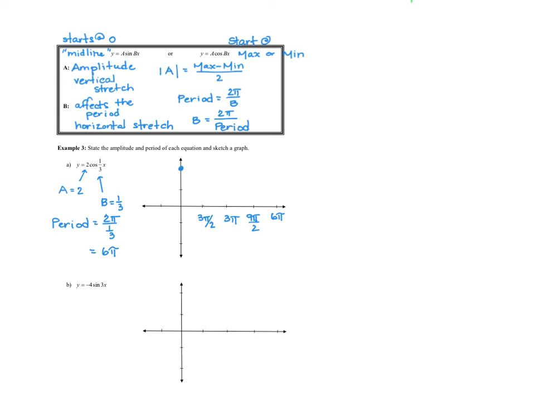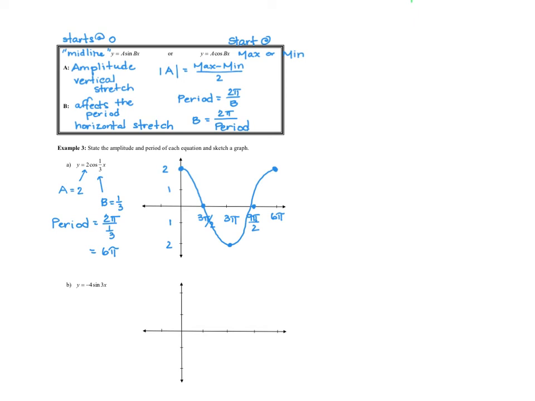At 3 pi over 2, I'll be at 0. At 3 pi, I'll be down at -2. At 9 pi over 2, back at 0. And at 6 pi, back up to 2. So I probably should have labeled these on the side here. Right? So over the period of 6 pi, I will see the entire cosine curve.